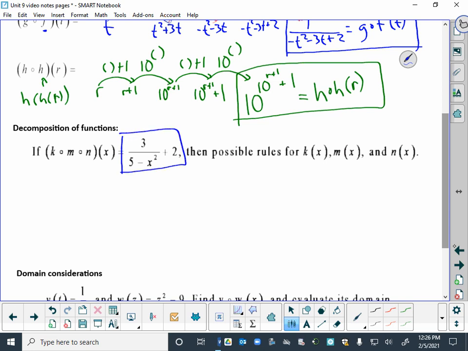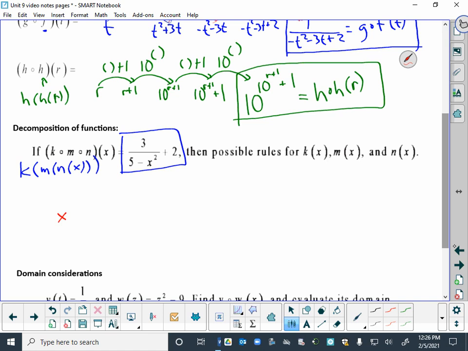This says this is the composition of 3 different functions. K composed with M composed with N of X. So we could also write this as K of M of N of X. Okay? And use lots of parentheses. So that means the same thing there. Let's start with our X and see if we can figure out what happened to it.